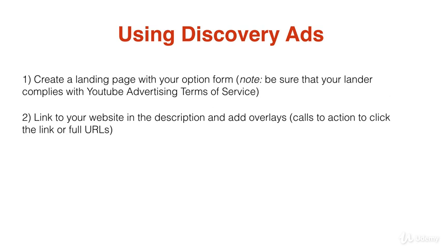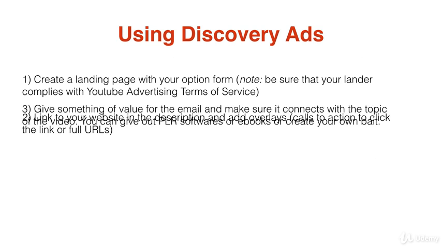Second, link to your website in the description and add overlays, calls to action to click the link or the full URL. So again, you can't add annotations anymore, but what you can do is everything we talked about previously about calls to action, adding overlays, branding, calling it out vocally inside of the video. All of this applies to the same thing. So it's the same process to get someone from watching the video to clicking the link in the description. You just need to give the benefits of doing so and then give them a call to action. It really is that simple.